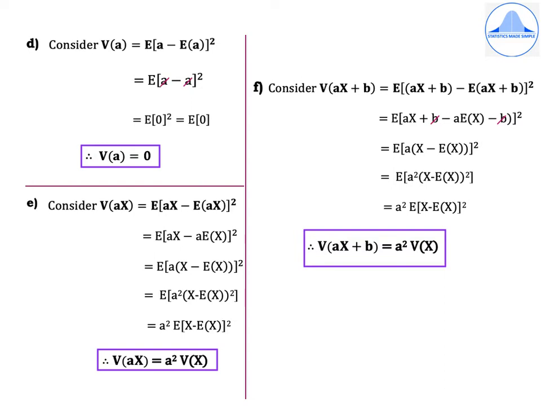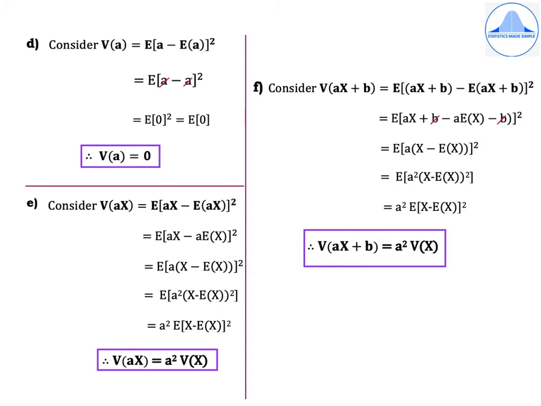So the last result, we have to prove now V of ax plus b is also a square V of x. So the sixth result you can start. Consider V of ax plus b, and you know that you have to make use of the V of x formula, and wherever you have x you have to replace it by ax plus b. So you'll get E of [ax plus b minus E of ax plus b] the whole square, which is equal to E of [ax plus b. Now take the negative sign inside and make use of the third result which we know. So you'll get minus a E of x minus b] the whole square.